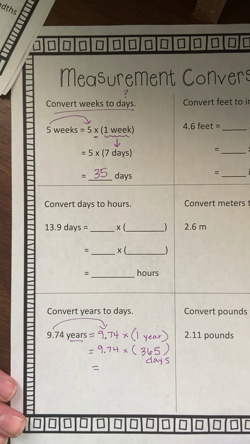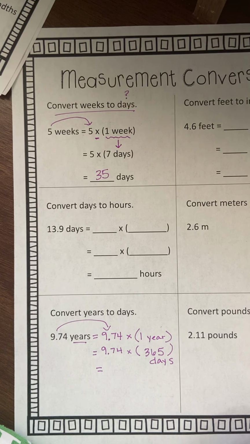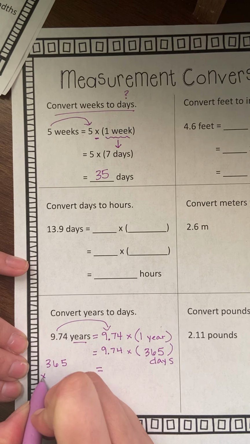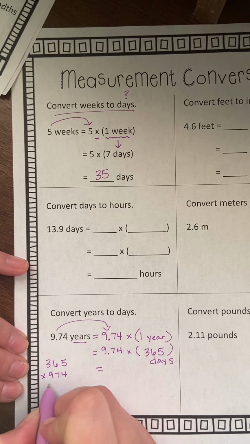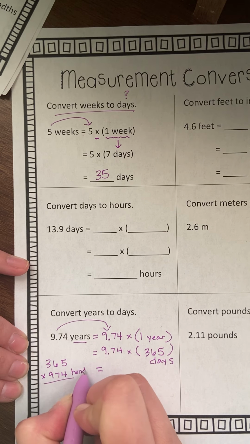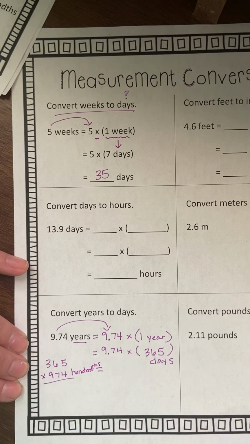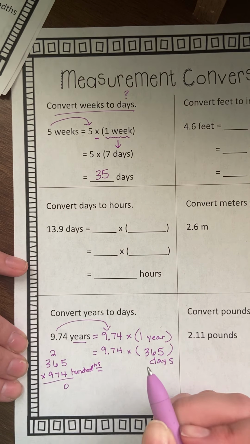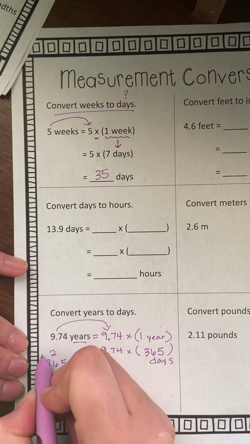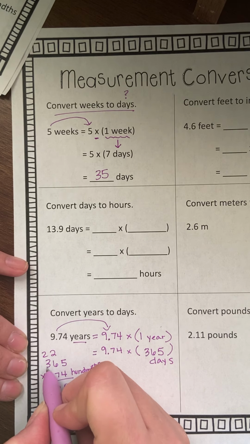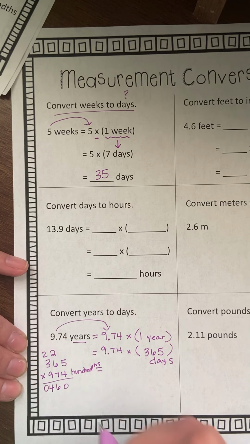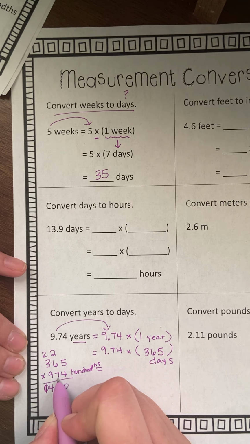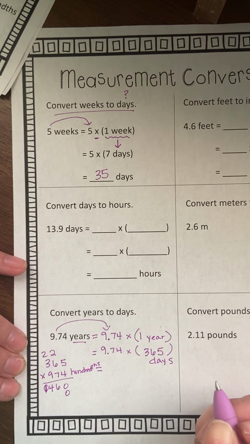All right, this is going to be some good practice of multiplying whole numbers and decimals. So let's just do this. 365 times 974/100. All right, 4 times 5 is 20. 4 times 6 is 24, 25, 26. 4 times 3 is 12, 13, 14. Whoops. All right, I'm moving to the next place value here, so I'm going to drop a 0.